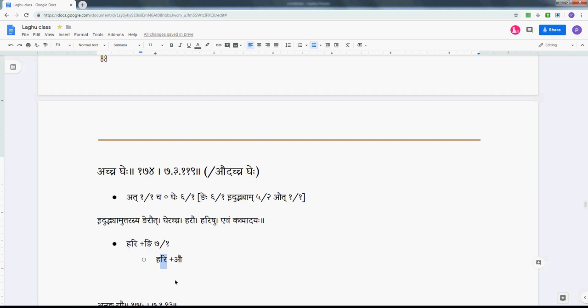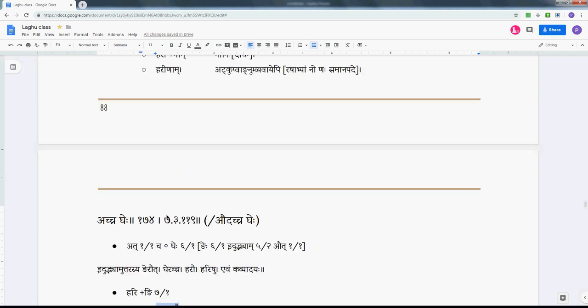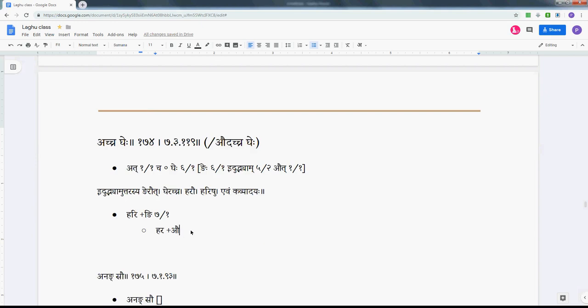So Ikara will be replaced by Akara, and you will get Hara plus Au. If you get Hari plus Au, what will be the form? Hari plus Au, you will get Hariyau, right? You would get Yanasandhi. But here you don't get Yanasandhi. What is the form? Harau. How do you get Harau?